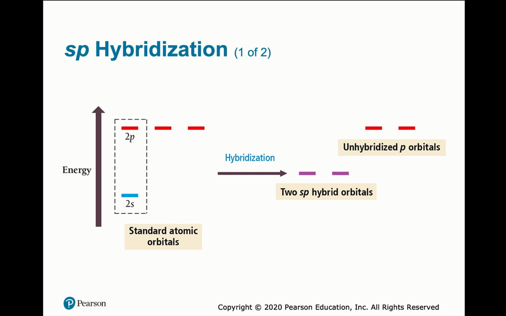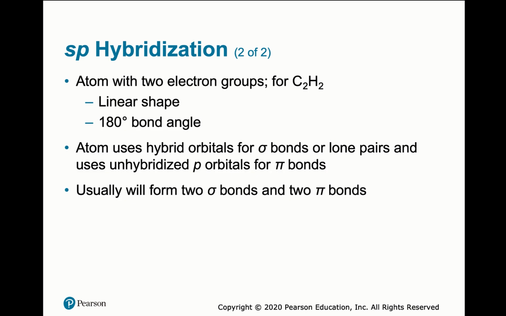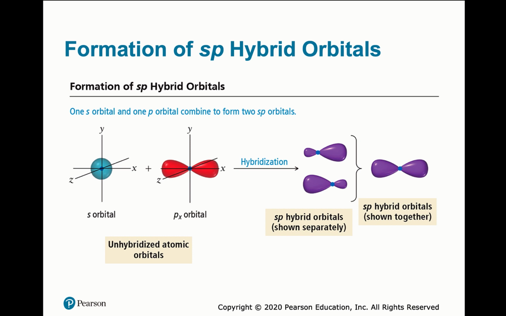So moving on to sp hybridization. So you have two sp hybridized orbitals, and then unhybridized atomic p orbitals. For something like acetylene, or ethyne, this is a linear shape, and it's going to have a sigma bond for the sp, as well as two sigma bonds. There is a single bond between the carbon atoms, and each carbon is going to have a hydrogen, so it's two sigma bonds, and then it will form two pi bonds for the triple bond between the two carbons.